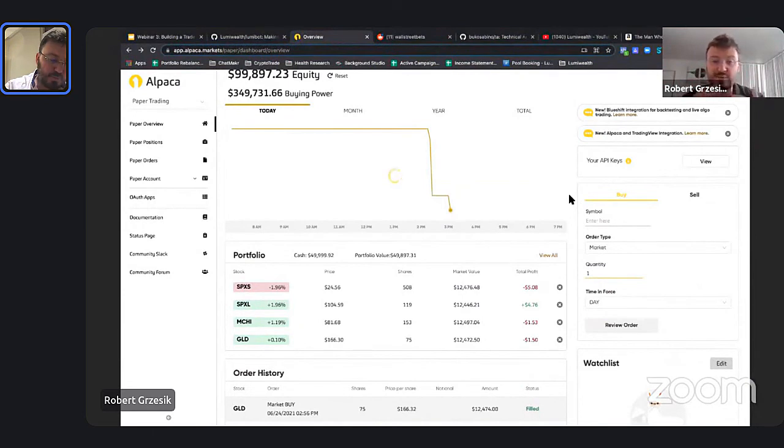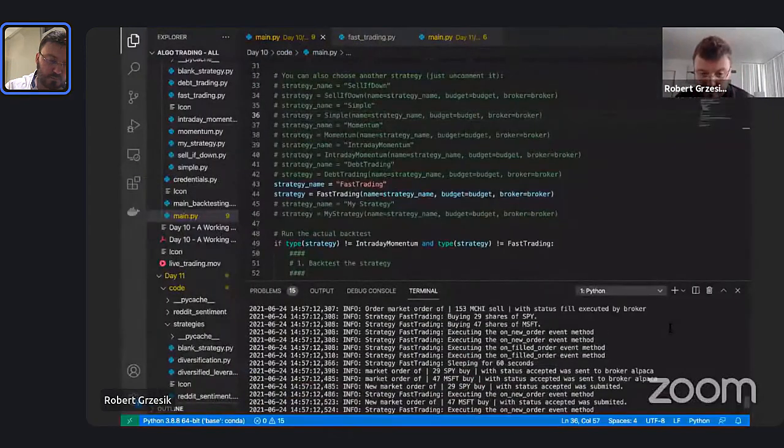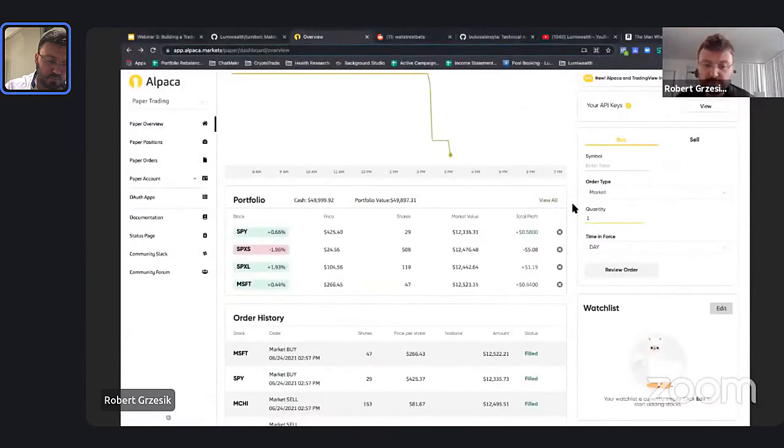And this is just a demo to show you this fast trading, how it moves in and out. If we give it another minute, it should actually flip things around. It executes once every minute. We give it a little bit more time, and it'll swap things out. Oh, there you go.